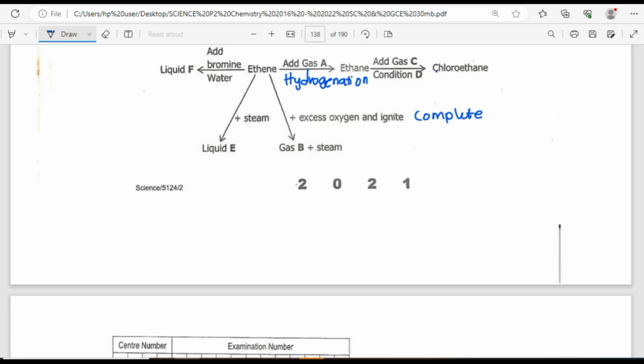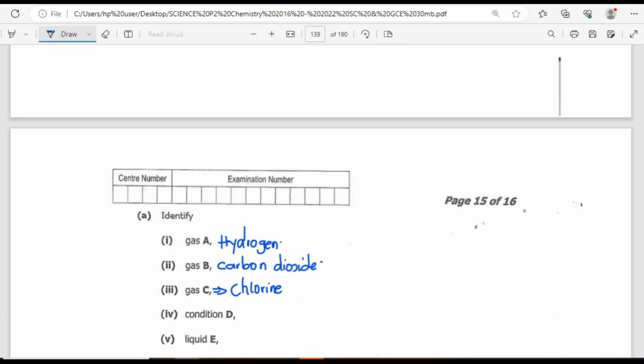Then condition D. For an alkane to undergo substitution reaction, there should be the presence of ultraviolet light, so UV light.